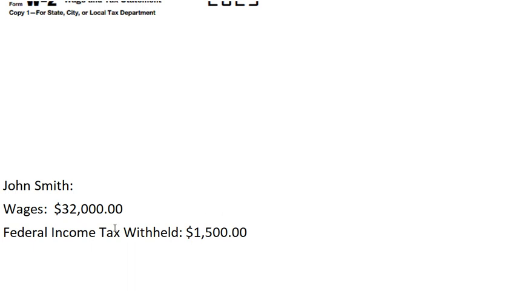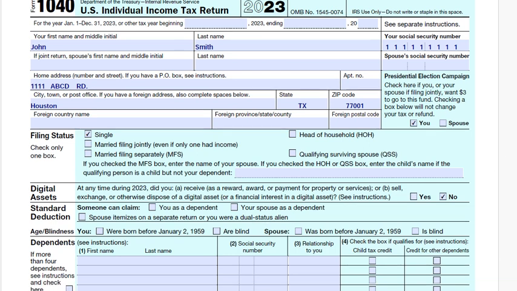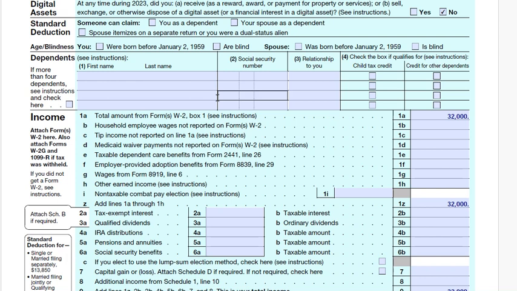And so now we go to Form 1040. Here we have first name, last name, John Smith, social security number, and home address. For this tax return, we'll use the city of Houston, Texas, zip code 77001. Filing status, single. No Bitcoin, no digital currency, so it'll be 0. John Smith was not born before 1959, not blind. And then single, no children.